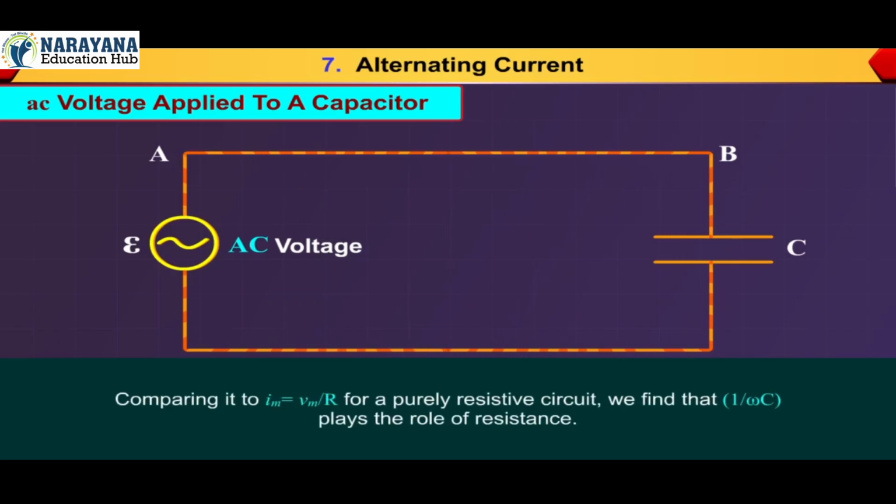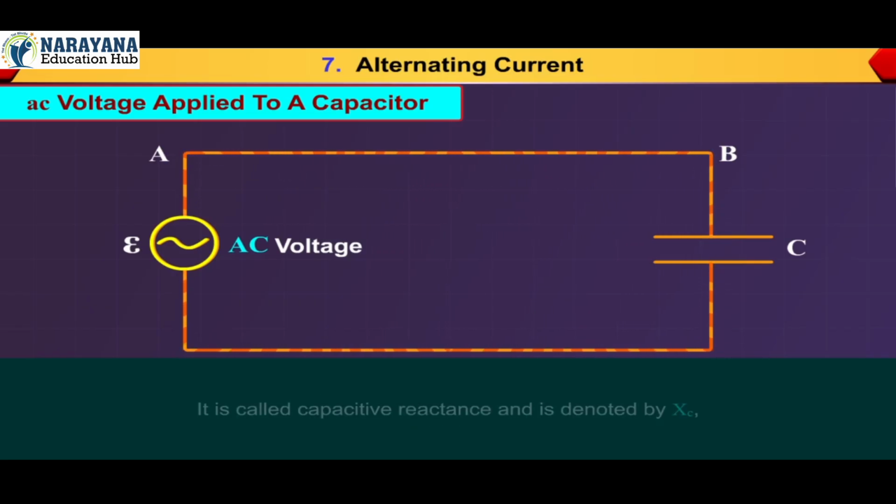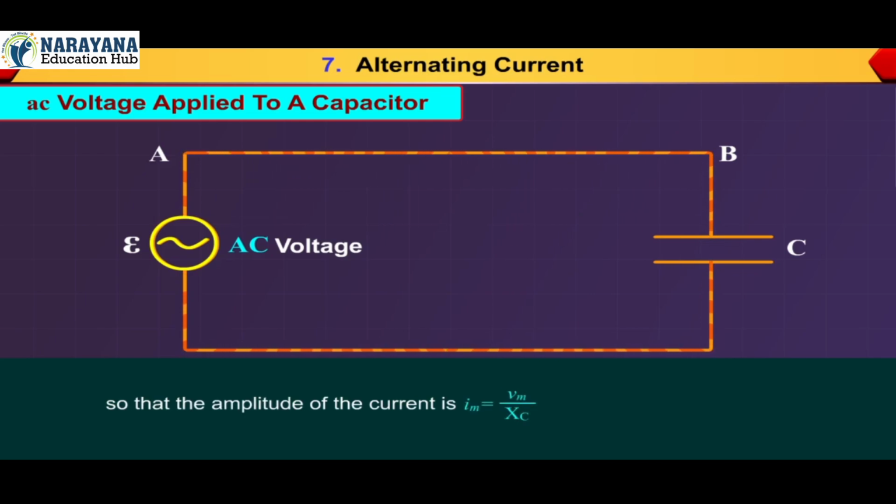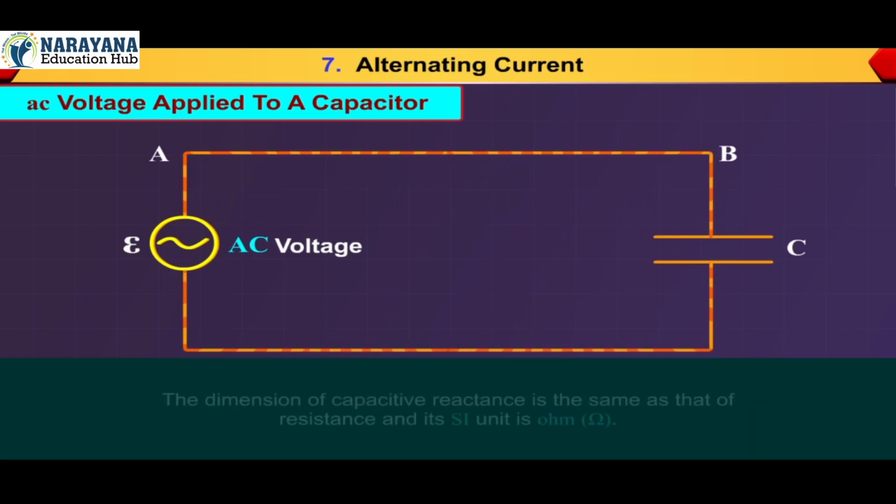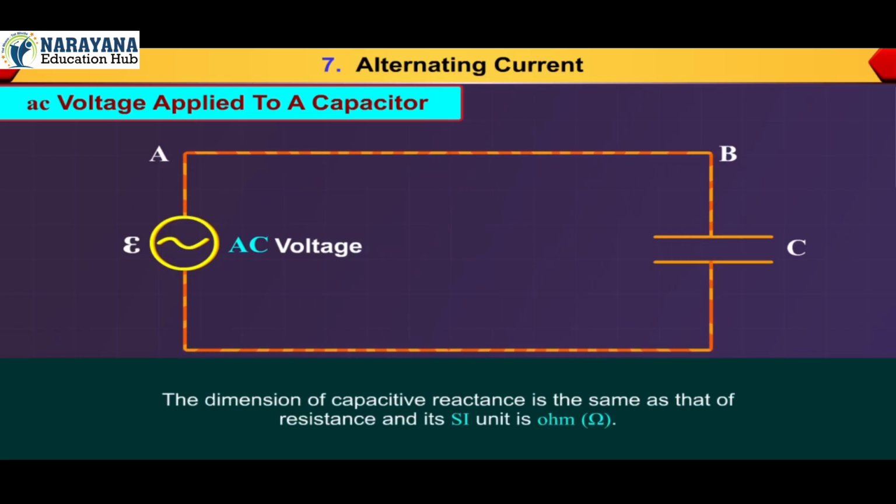Comparing it to Im = Vm/R for a purely resistive circuit, we find that 1/ωC plays the role of resistance. It is called capacitive reactance and is denoted by Xc. Xc = 1/ωC, equation 17. So the amplitude of the current is Im = Vm/Xc, equation 18. The dimension of capacitive reactance is the same as that of resistance and its SI unit is ohm.